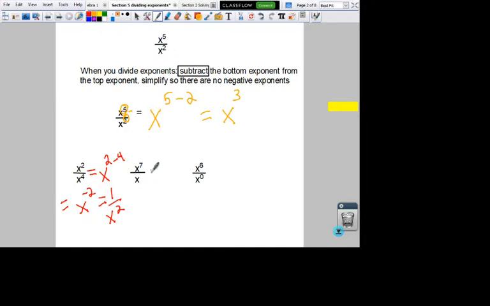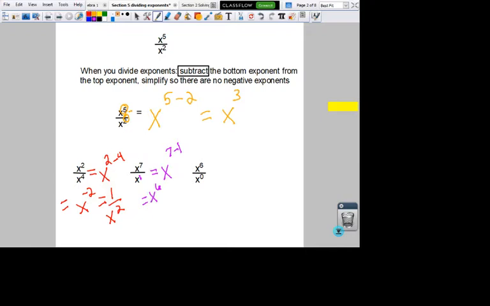Alright, let's look at this next one. I have x to the 7 over x. What's my exponent on this bottom one there? That's a 1. If there's no exponent, it's automatically a 1. So I have x to the 7 minus 1, which is really x to the 6.